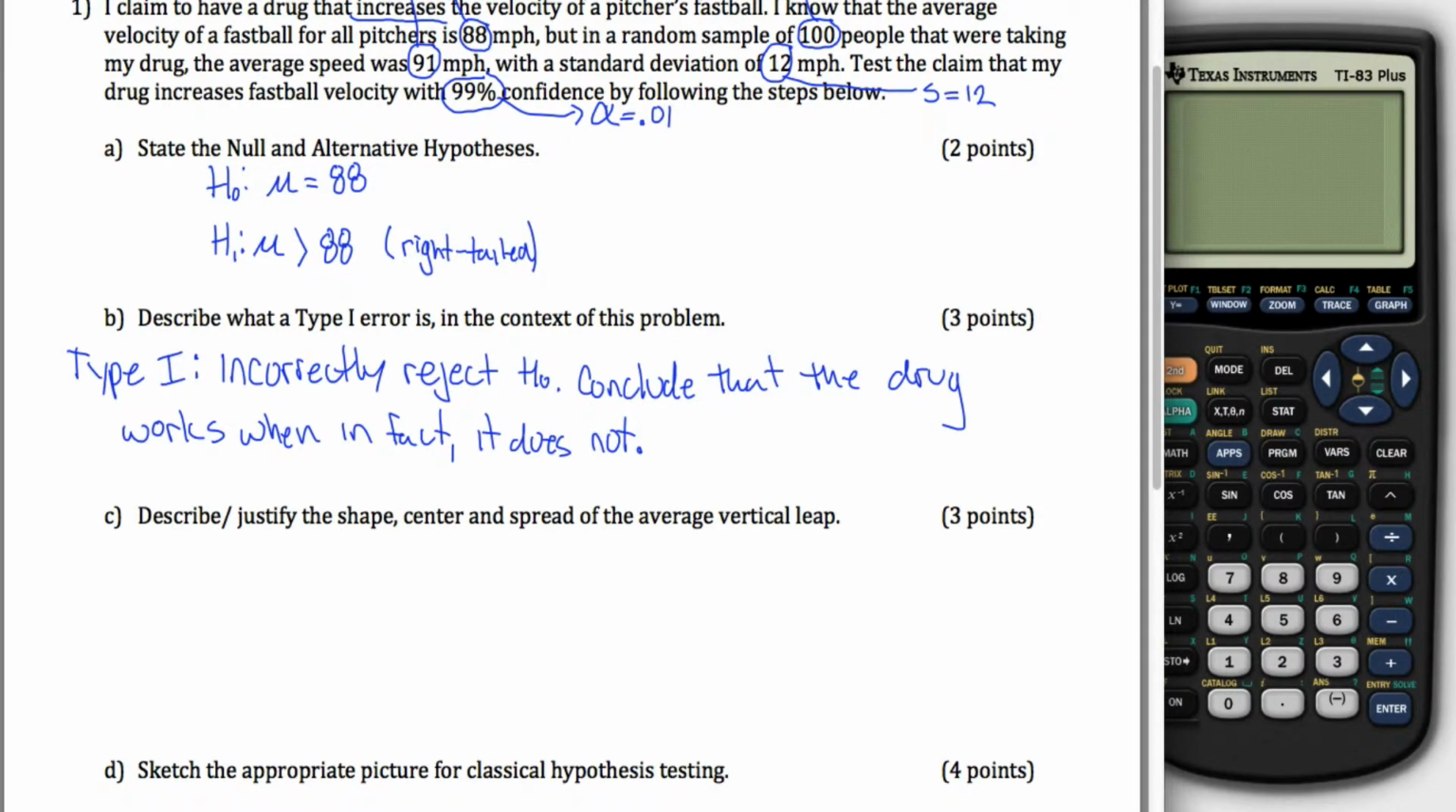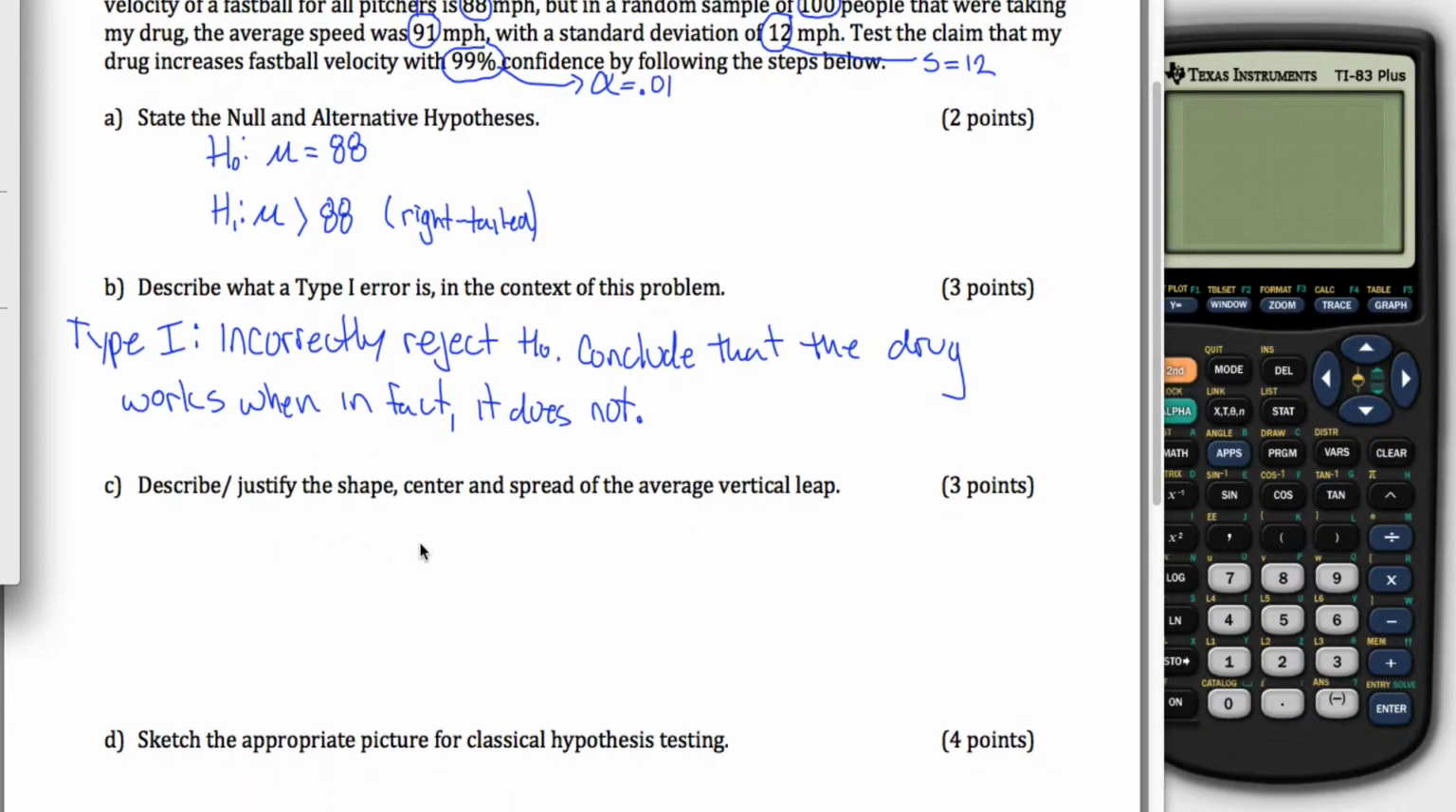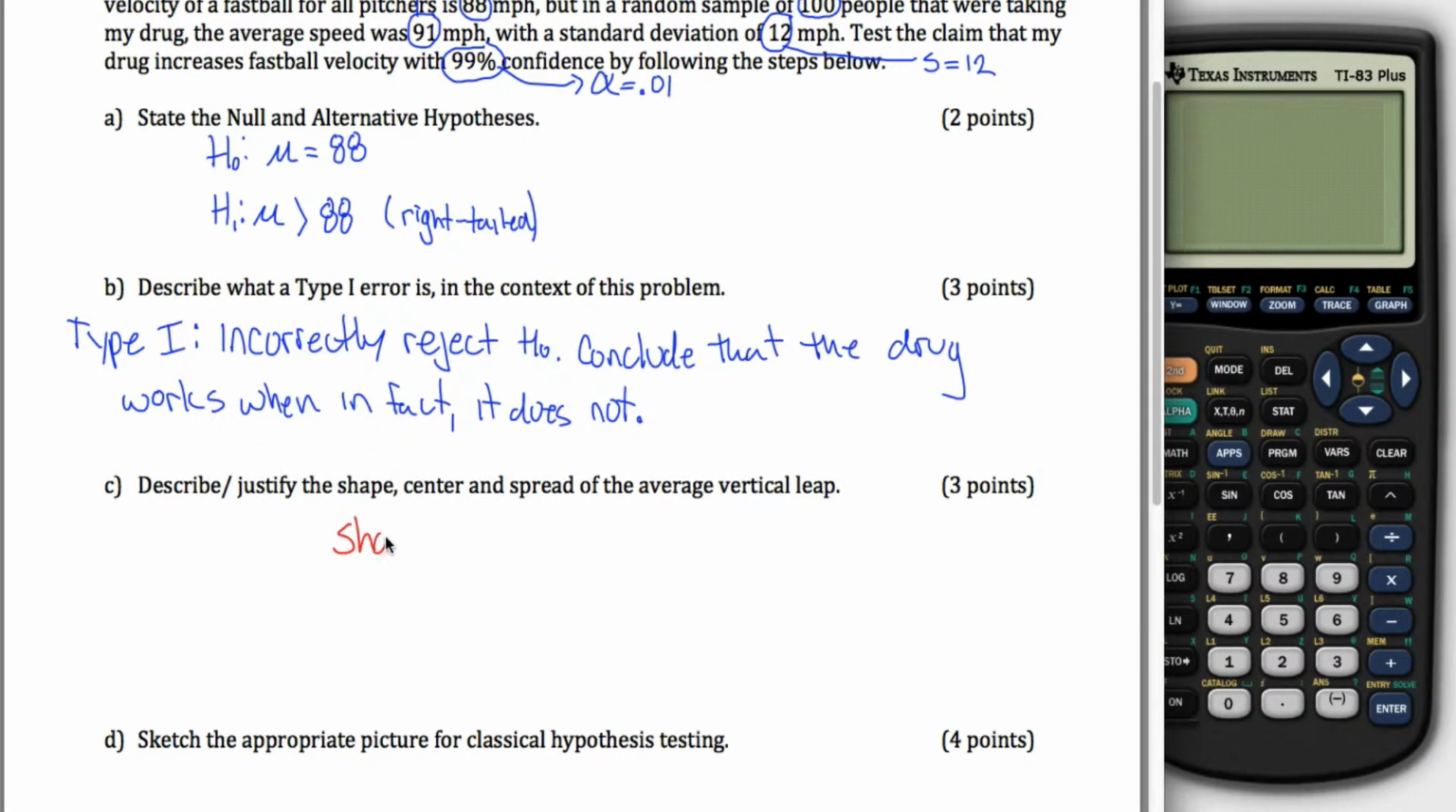All right. In order to run a hypothesis test, we essentially have to figure out a probability, and to figure out a probability, we need to know shape, center, spread. So let's see what we got here. I'm going to need to change this question because this has nothing to do with average vertical leap. Instead, it's average fastball velocity. You can tell I don't change my problems that much from year to year. Describe and justify the shape, center, and spread of the average fastball velocity. That is of our sampling distribution.